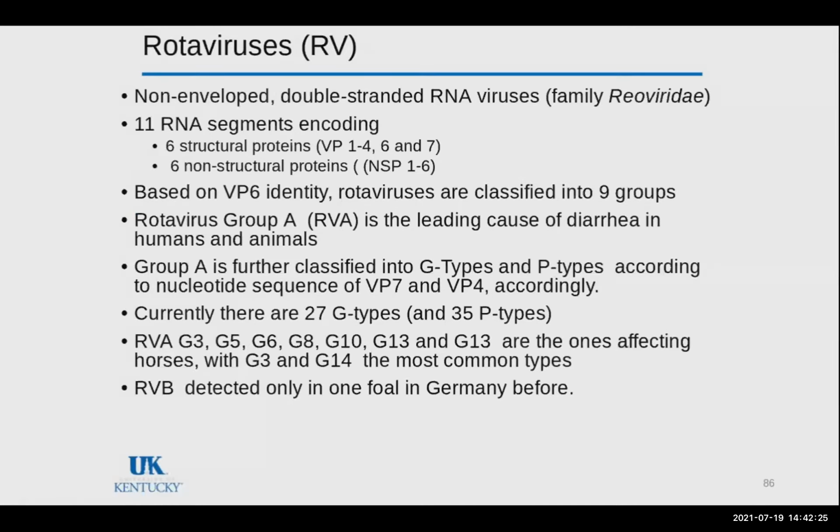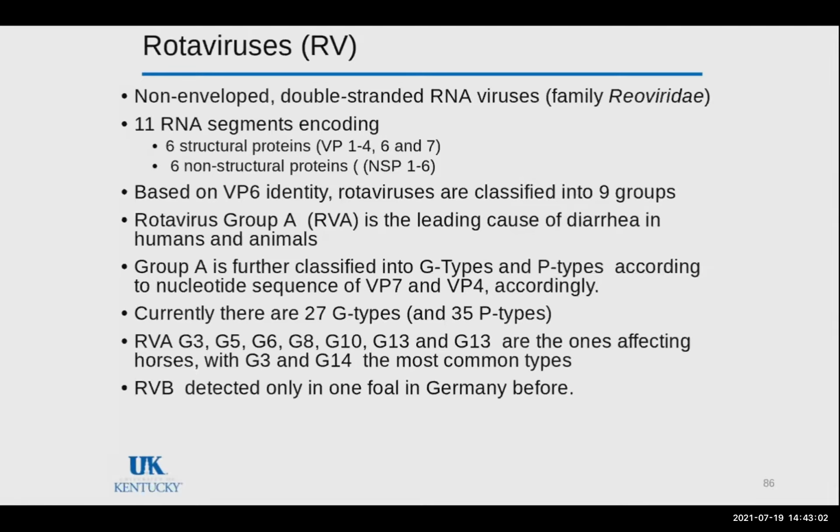But again, briefly, these are non-enveloped, double-strand RNA viruses under the family Reoviridae. There are 11 RNA segments encoding 6 structural proteins and 6 non-structural proteins. Based on VP6 identity, which is the structural protein, rotaviruses are classified into 9 groups. And rotavirus group A is the leading cause of diarrhea in humans and animals, and also in foals.